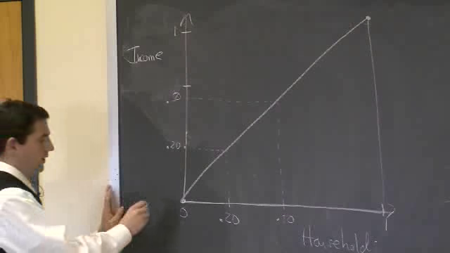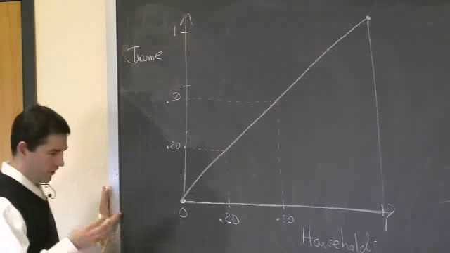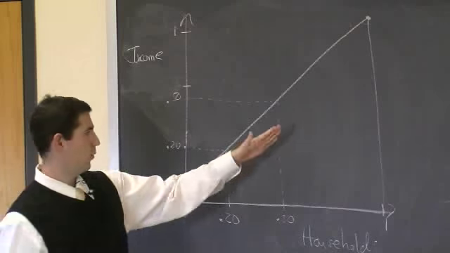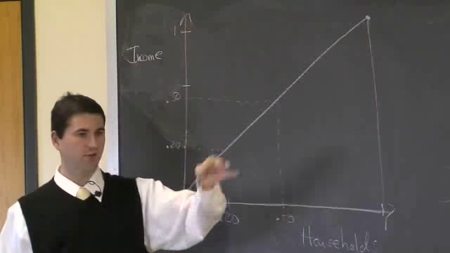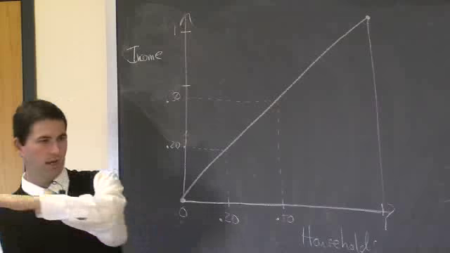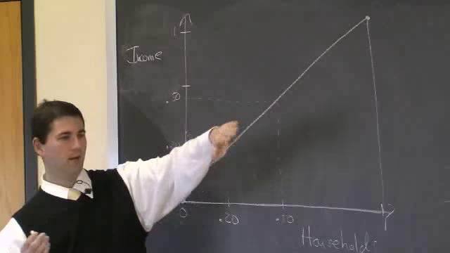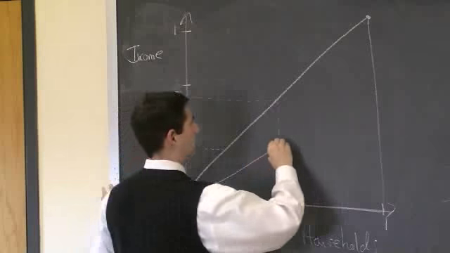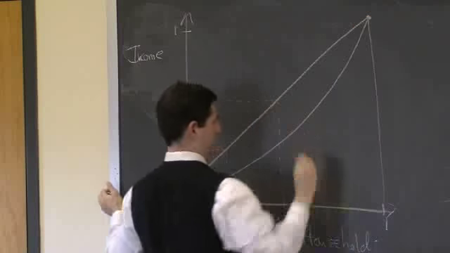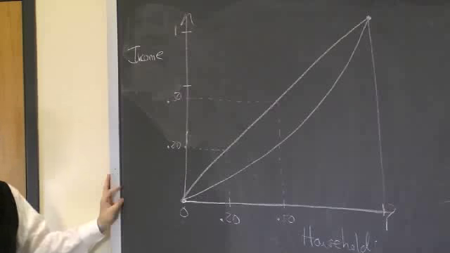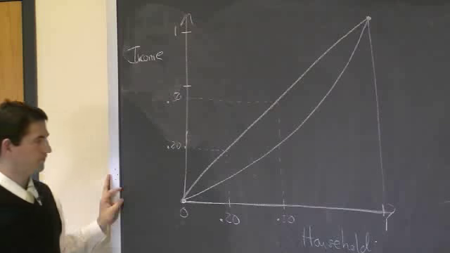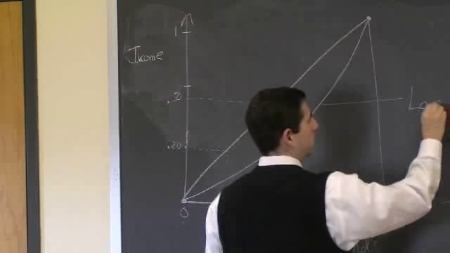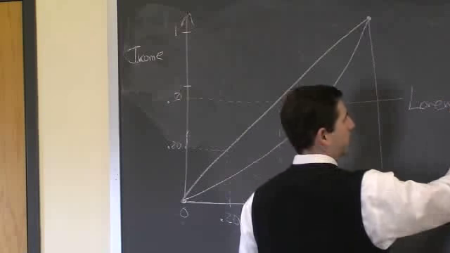Now, of course, in reality, when you sit down and try to draw what the actual data points are, this is kind of a discrete thing. But we smooth it out and make a little continuous curve. And it might look something like this. And this curve is called the Lorenz curve.